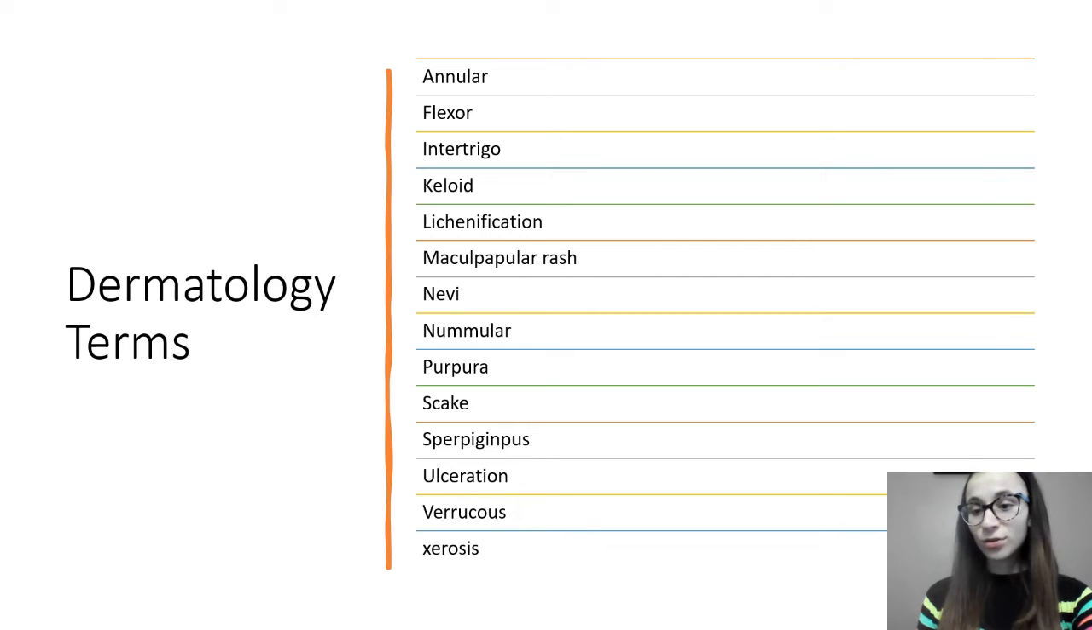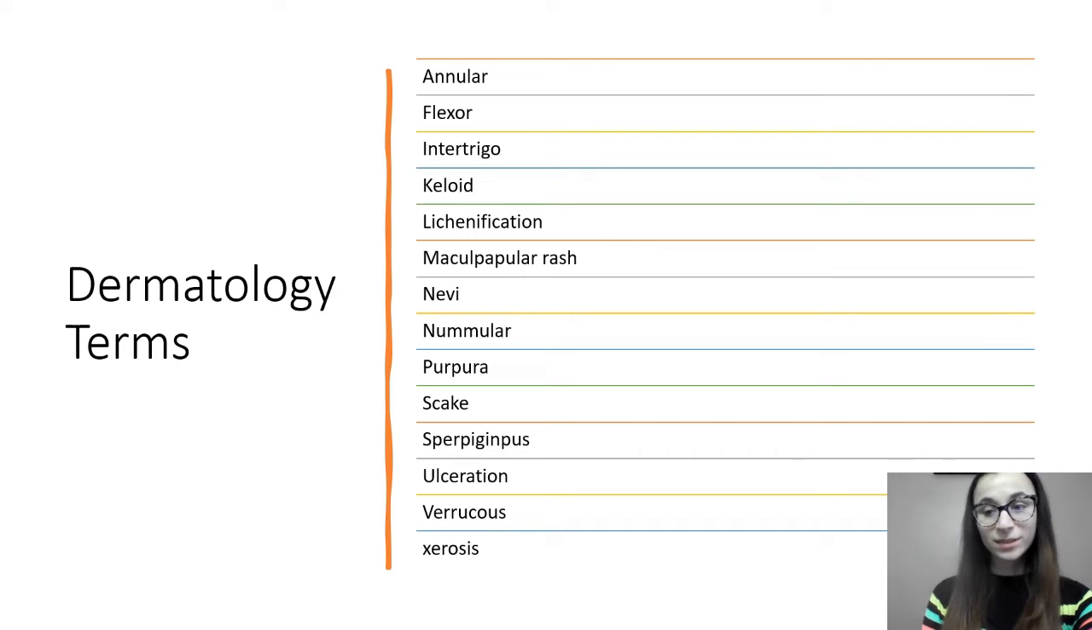Keloid is an overgrowth of the scar tissue. Lichenification is where the epidermis thickens from chronic itching, so you keep itching it and you have really thick skin. Macular papular rash is a red rash with small bumps that are slightly raised. It's usually from a virus, very common in kids. Nevi is mole. Nummular is coin-shaped rash.